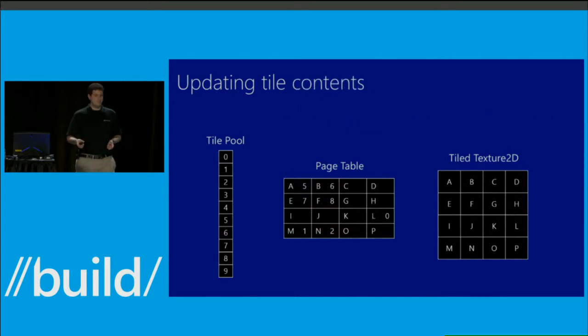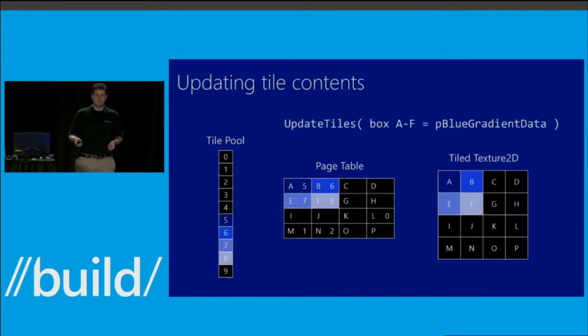So once we've done update tile mappings and we programmed our page table, we can start putting data in the tiled resource. And we do this by calling the update tiles API. So here, for example, we're using the same box definition for a region, and we're going to update this with an example blue gradient data.